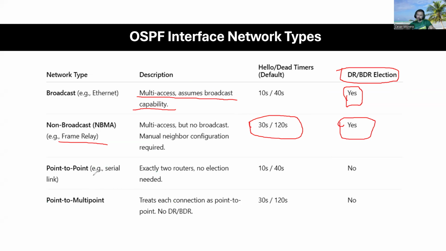What about point-to-point? For example, a serial link. Exactly two routers, no election is needed. That is 10 and 40 for the hello and dead timers. And there is no DR or BDR election. And finally, point-to-multipoint treats each connection as point-to-point. No DR or BDR, there's no election. And you can see it right here. And remember, the hello and dead timers are 30 and 120. Those are the default configurations for hello and dead timers. Let's go ahead and clear the drawings here and move on.